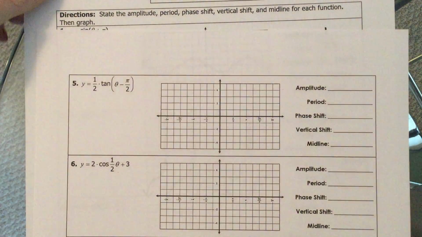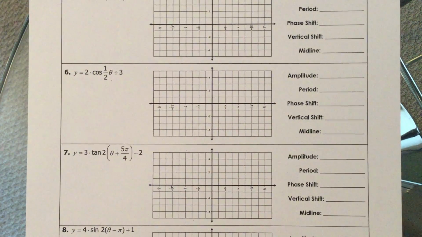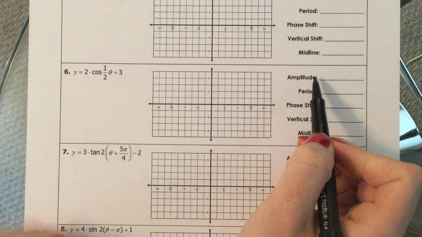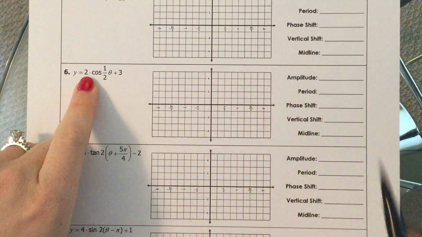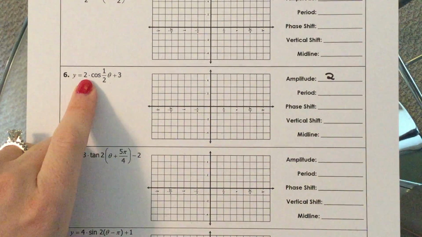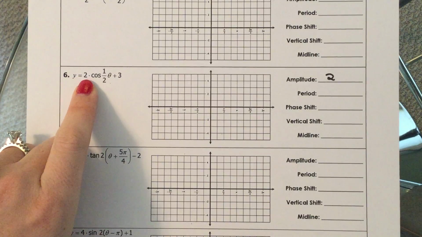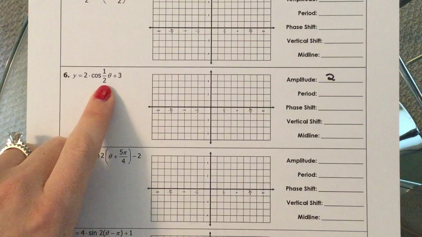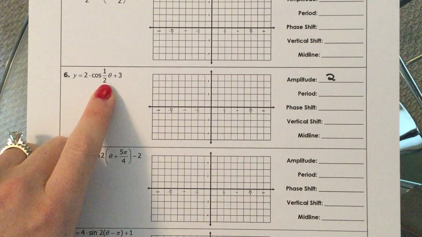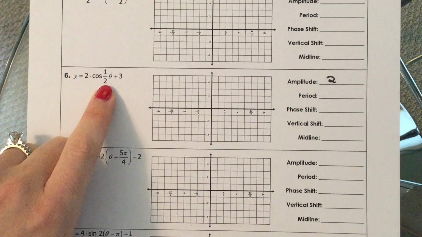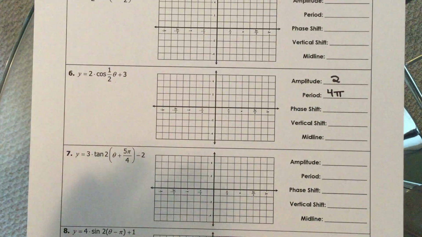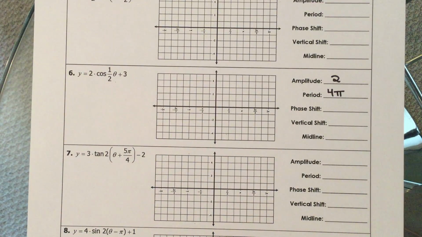I want to do a cosine graph, and I want to do one that has a lot more going on. Let's look at number 6. All right, so this one, amplitude is whatever's in front of or attached to the sine, cosine, or tangent. So that would be an amplitude of 2. This means there's a little bit of a vertical stretch. It's going to go higher than normal and lower than normal. The period, you take 2 pi and you divide it by whatever is attached to the theta. So there's a 1/2. So 2 pi divided by 1/2 is the same as 2 pi multiplied by 2. So that's going to really stretch it out horizontally as well. It's going to take a lot longer to get through a cycle than it normally would.